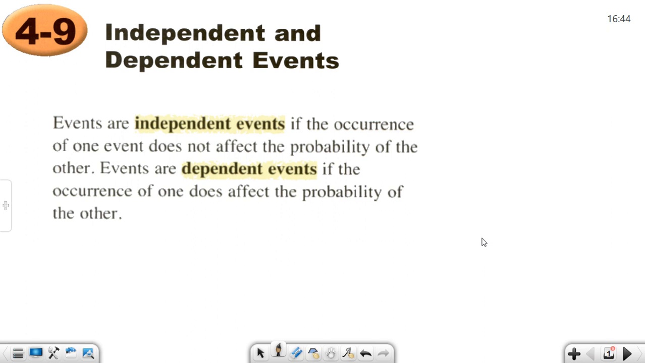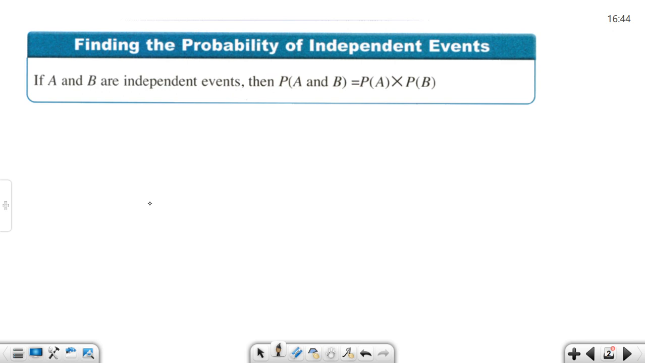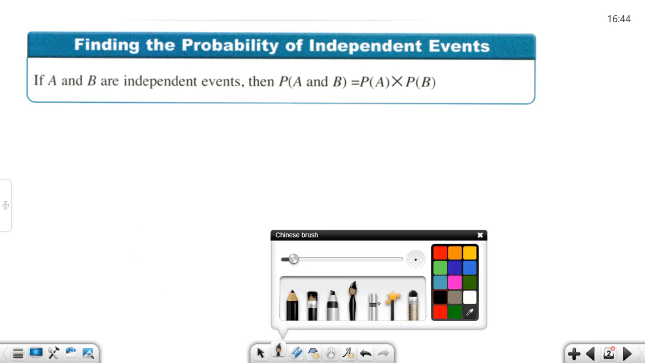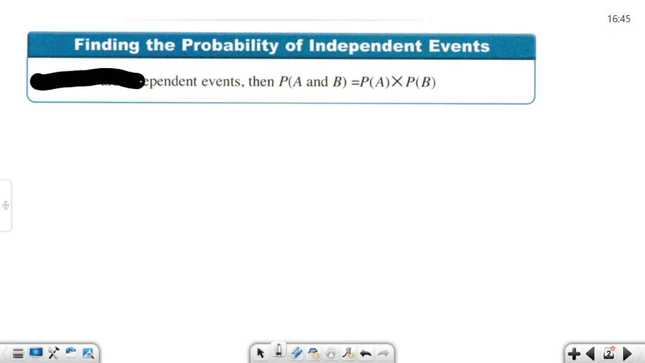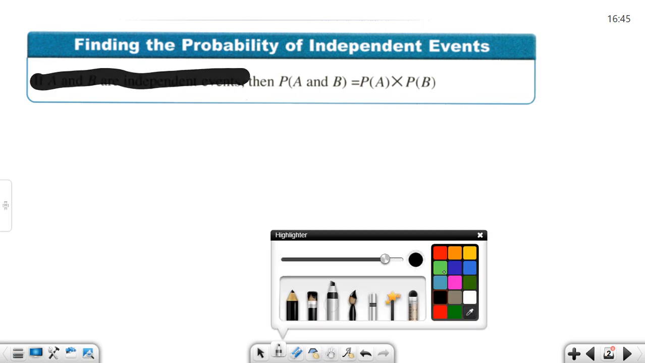Independent or dependent. There are one or two things we have to know about this one. Sorry about that, I chose the wrong pen. Let's choose highlighters, choose the red color, that's better.